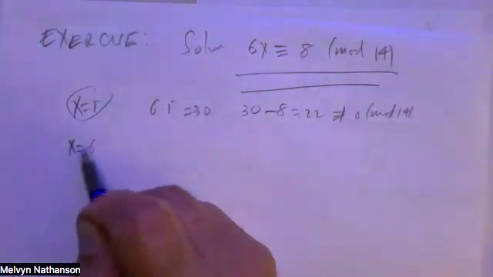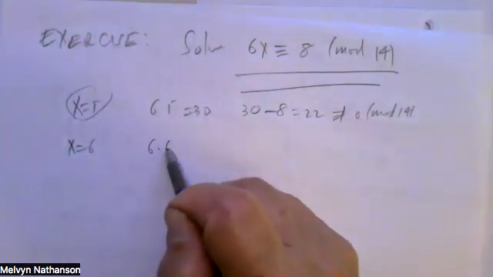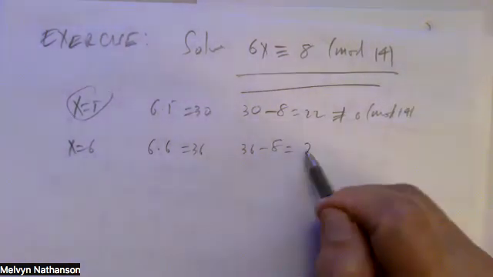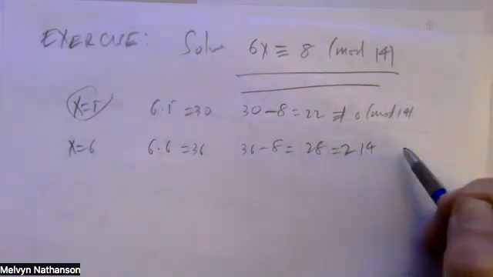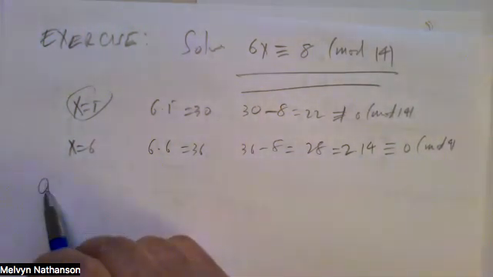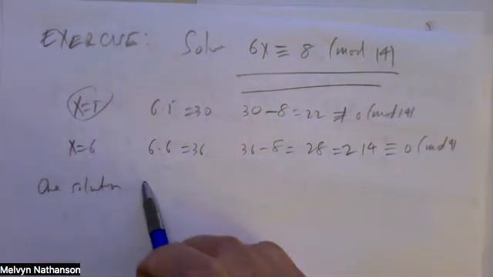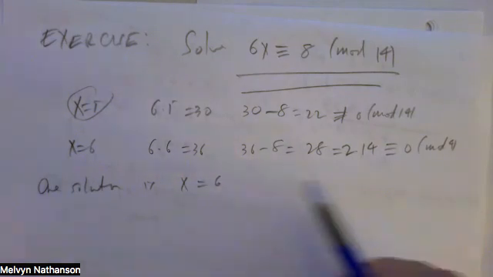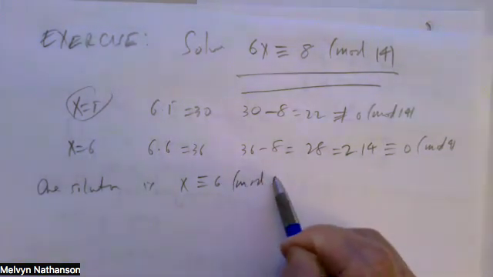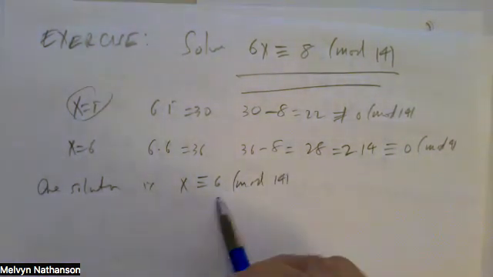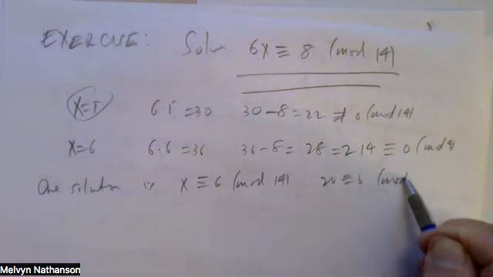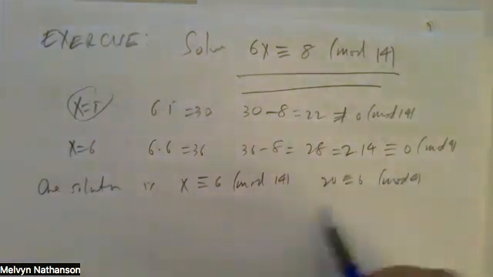x equals 6. Let's try that. 6 times 6 is 36. 36 minus 8 is 28, which is 2 times 14. So this is congruent to 0 mod 14. So one solution is x equal to 6, or more generally, any number that's congruent to 6 mod 14. So for example, 20 is congruent to 6 mod 14, so 20 should also be a solution.